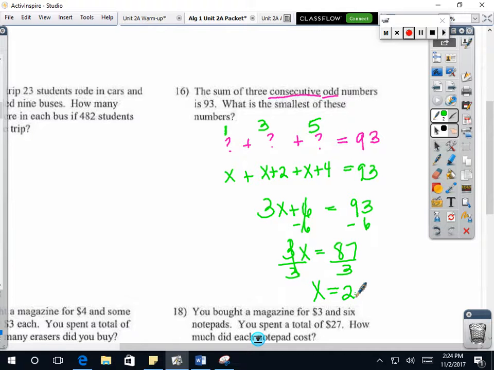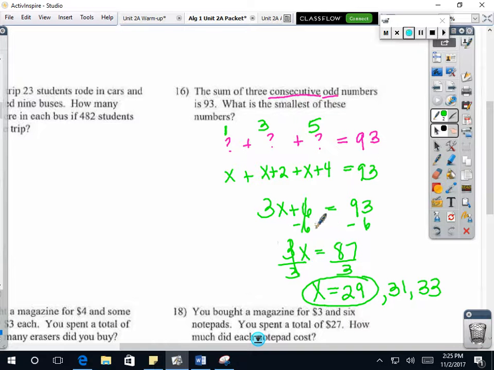Okay, so 29 is the smallest number. To check it, you would write the other two and add them up to make sure they add up to 93. And they do, because think about it. If you threw that 1 right there, that'd be 30, 30, and 33, which is 93.